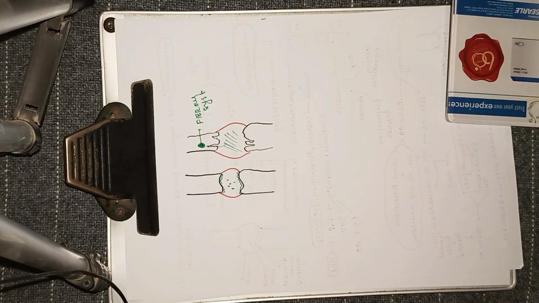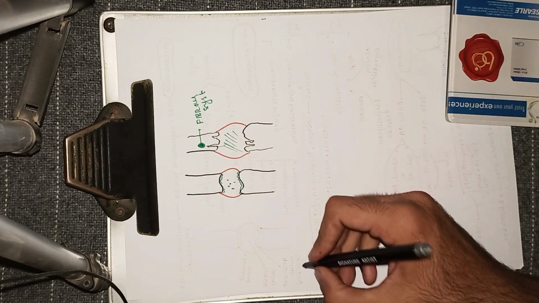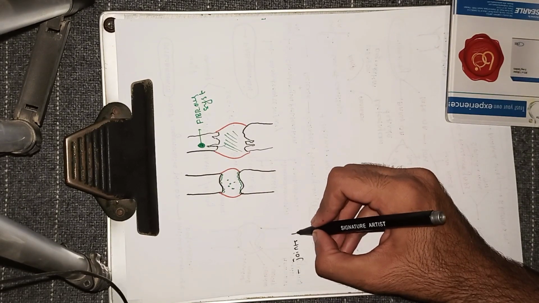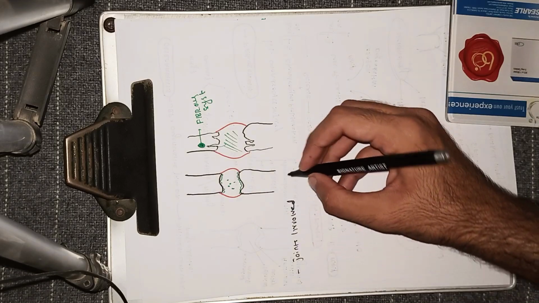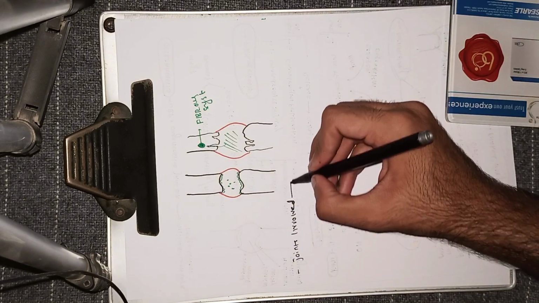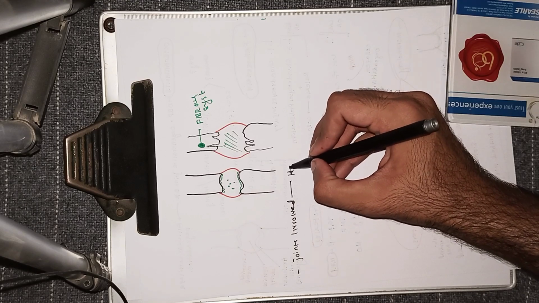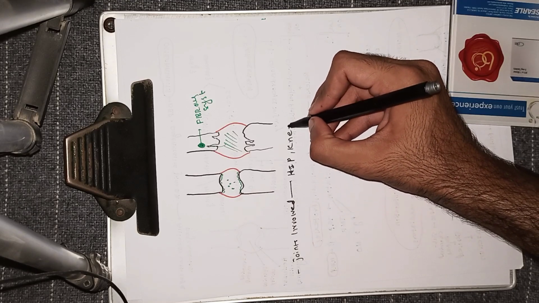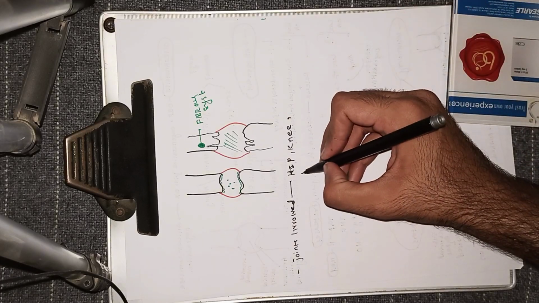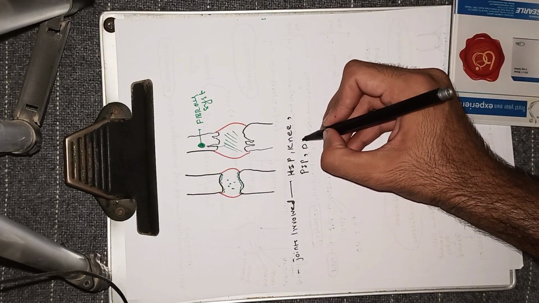Now this was all about the morphology of osteoarthritis. Now let me tell you which joints are involved in osteoarthritis. So let's see the joints involved. The joints which are most commonly involved are, beta, the hip joint, the knee joint, and some small synovial joints like the proximal interphalangeal joint and the distal interphalangeal joint.